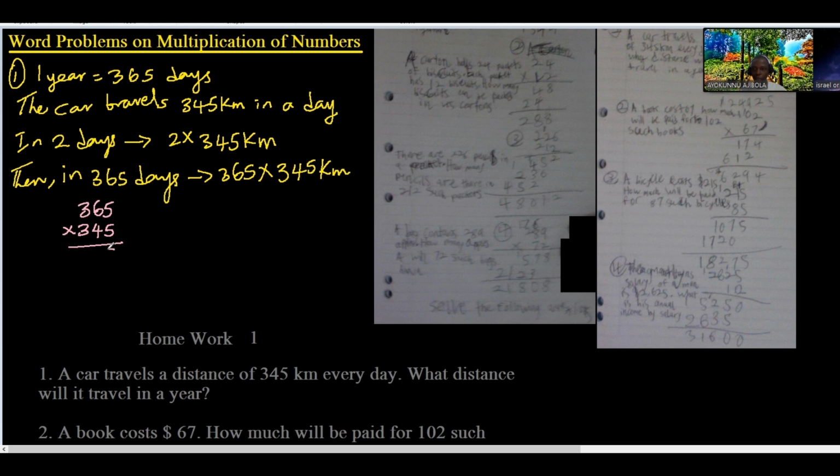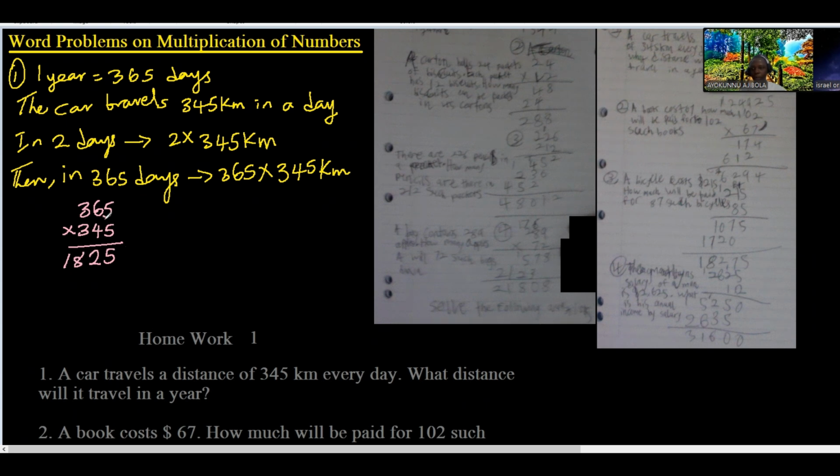25. So 5, I keep 2. 5 times 6 is what? 30. Plus the 2 I kept, that is 32. I keep 3. 5 times 3 is what? 15. Plus the 3 I kept, that is 18.